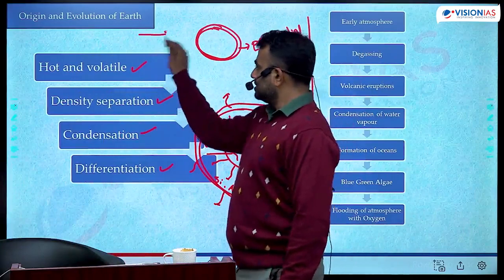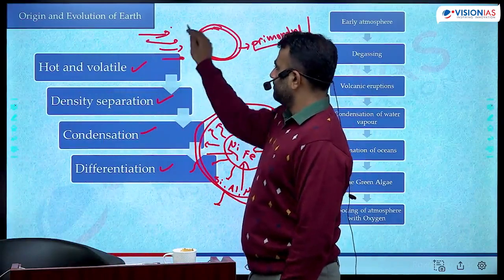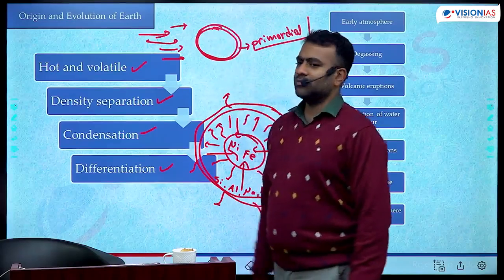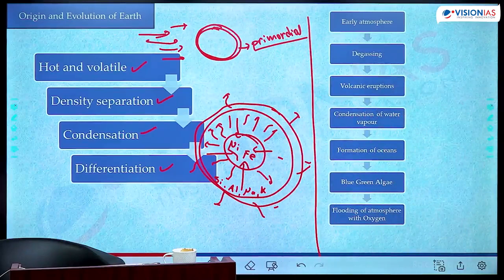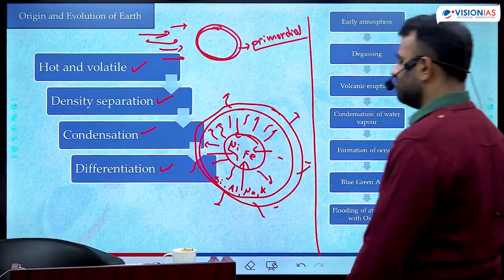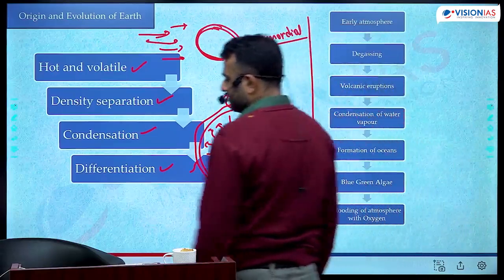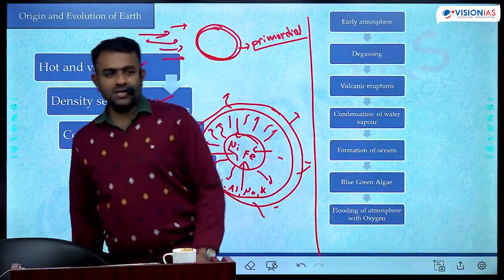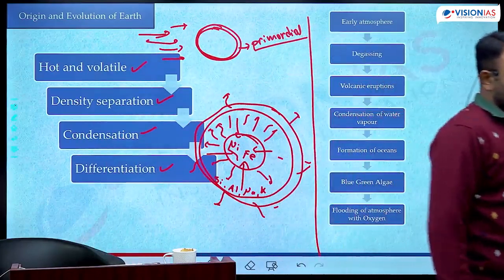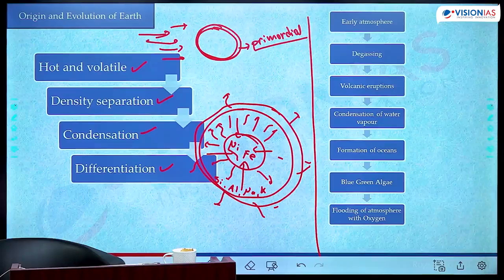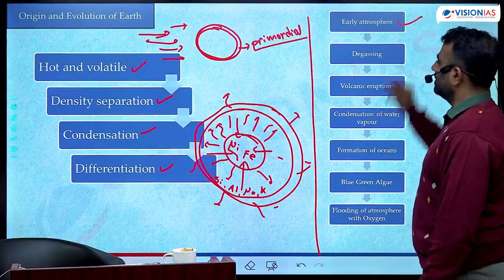However, due to the strong solar winds, this primordial thin atmosphere gets completely removed. Why? Because this atmosphere was made up of very light elements like hydrogen and helium. The earliest primordial atmosphere was removed by the solar winds because of its very low density. ये तो निकल गया.